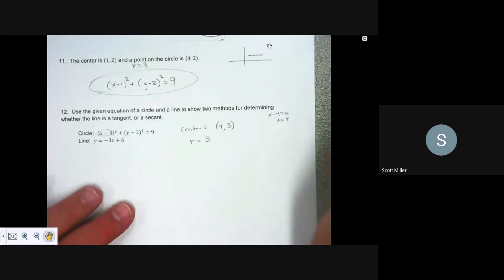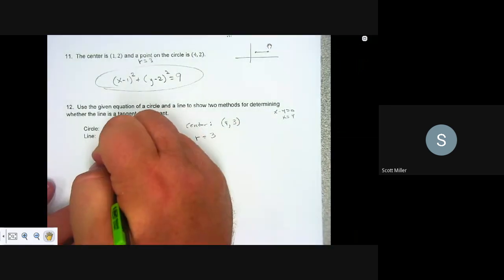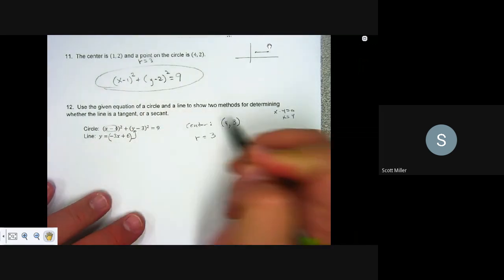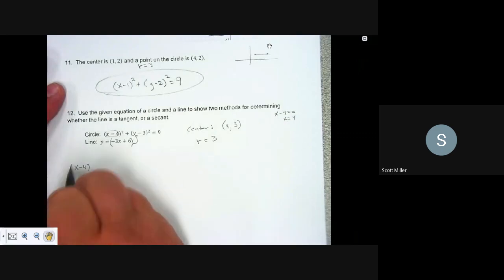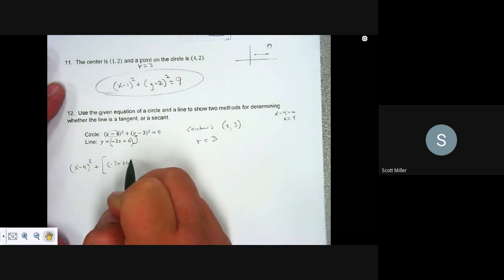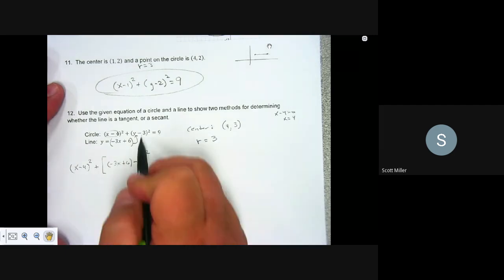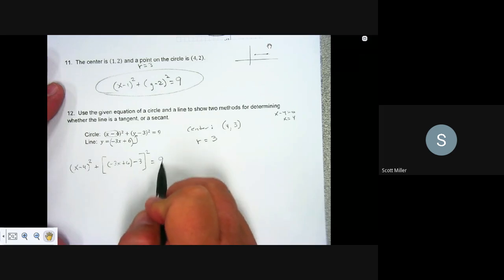The only method that you can have for solving algebraically is substitution, which means this is y. You're going to substitute this quantity into this equation for y. So this is what you will write. (x minus 4) squared plus, parentheses, this y right here is negative 3x plus 6, minus 3, squared. So that's what that is. See, y minus 3, the y minus 3 squared equals 9.